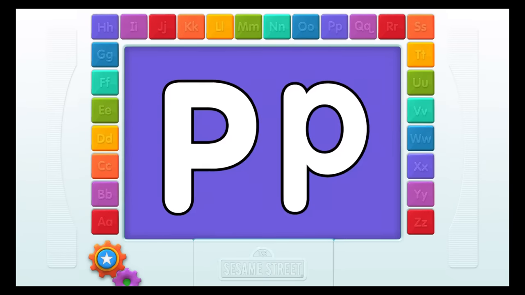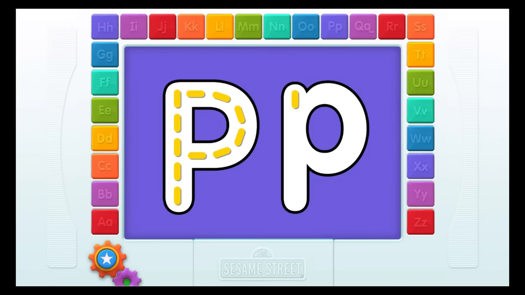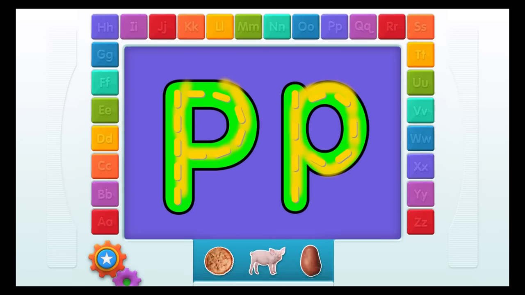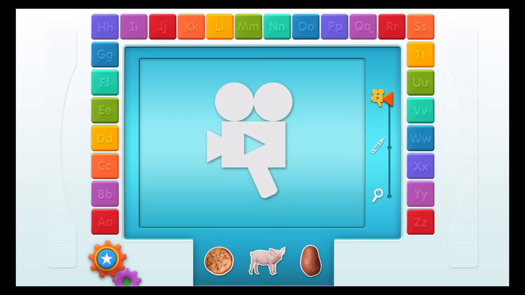P. Oh, boy! Draw the letters with your finger. Go ahead, trace the letters. You drew a letter. Now, make the lowercase letter. P. You made them both. Hooray! Touch something in the blue tray.